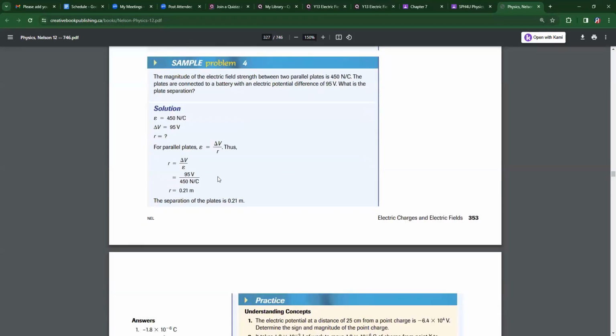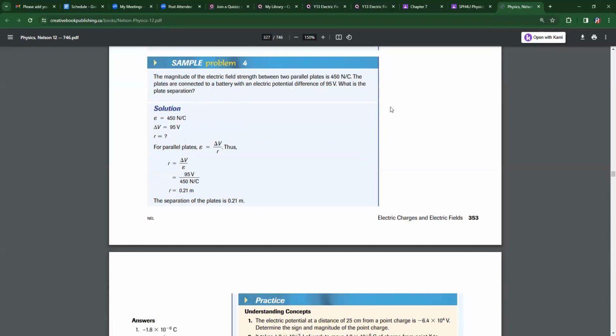Okay, so how to get the magnitude of electric field strength between two parallel plates? The magnitude of electric field strength between two parallel plates is 450 newtons per coulomb. You connect them to a battery with potential difference 95 volts. What is the plate separation? So the distance between plates you need to get.